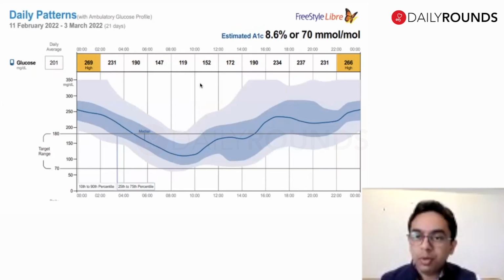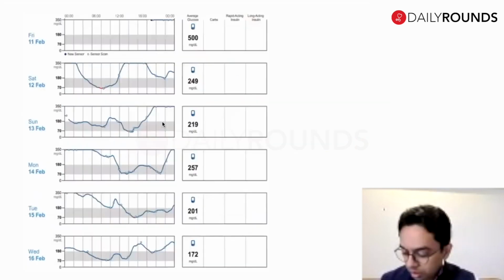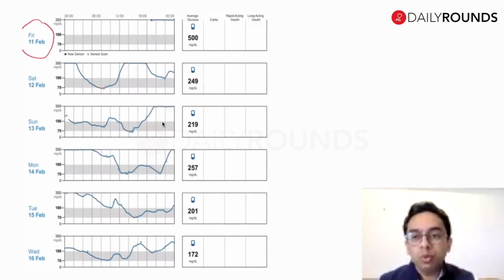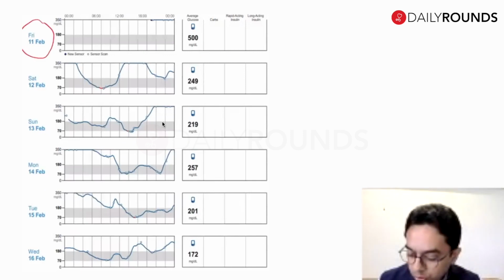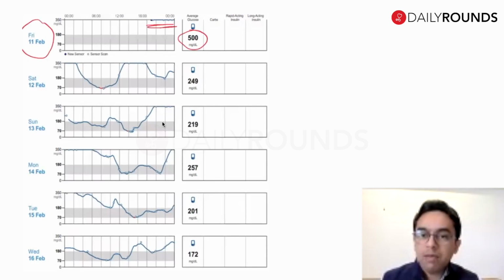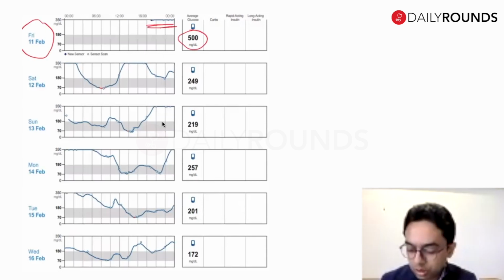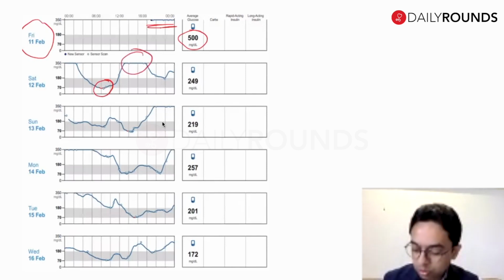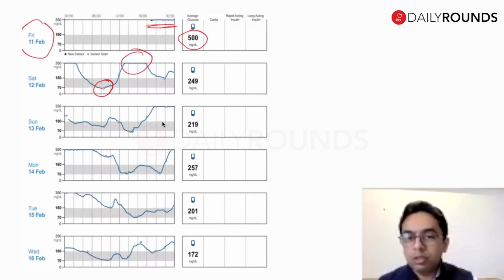We gave her a Libre sensor. See here, on 11th of Feb, I put the sensor. The blood sugar was 500, but this is an average over just 6 hours, so you can leave it. Then you see here the blood sugars are dropping right from 500 to less than 70. You can see the red here. And then again it is increasing to somewhere around 400, 500. You cannot see it in the graph. So that is the fluctuation you see in this patient.